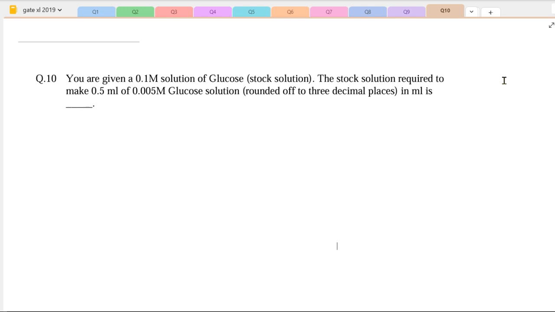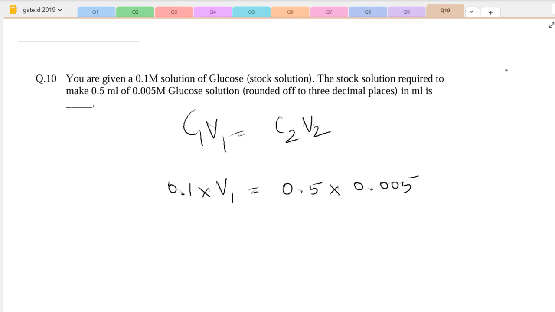You are given a 0.1 molar solution of glucose, which is the stock solution. The stock solution required to make 0.5 ml of 0.005 molar glucose solution, rounded off to 3 decimal places in ml, is what? So this is a basic dilution formula question, which is C1V1 equal to C2V2. Let's call C1 the stock concentration and V1 the volume of the stock that is required. So 0.1 into V1 equal to 0.5 into 0.005, where this is C2 and this is V2. V1 we need to find, and C1 is this for the stock.